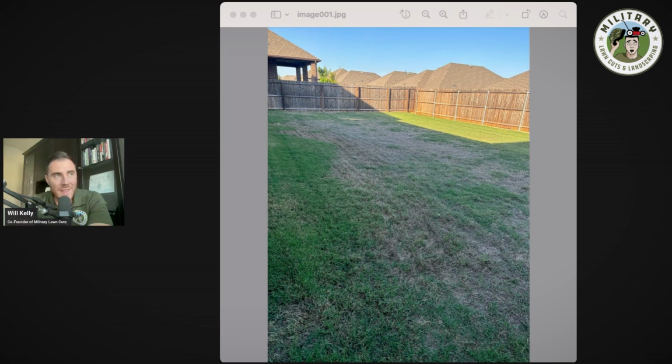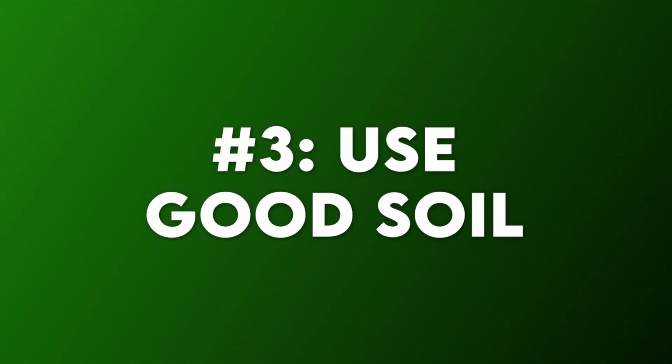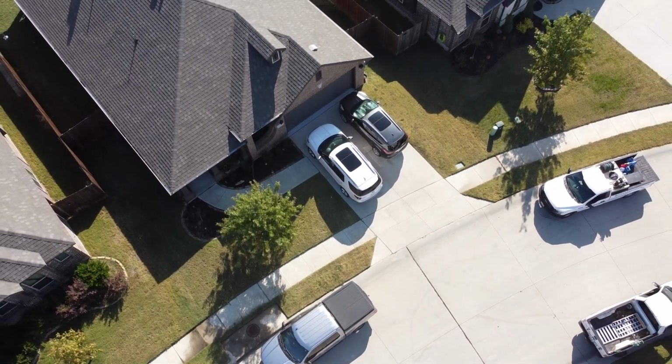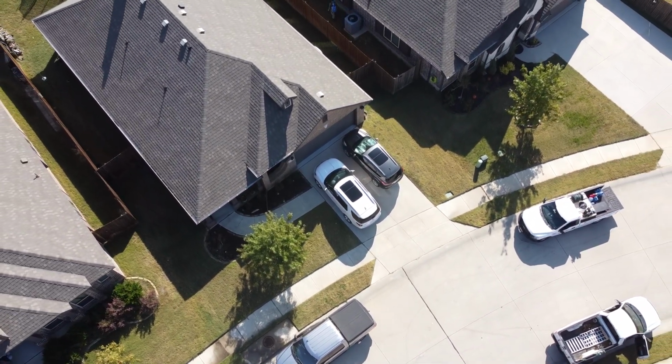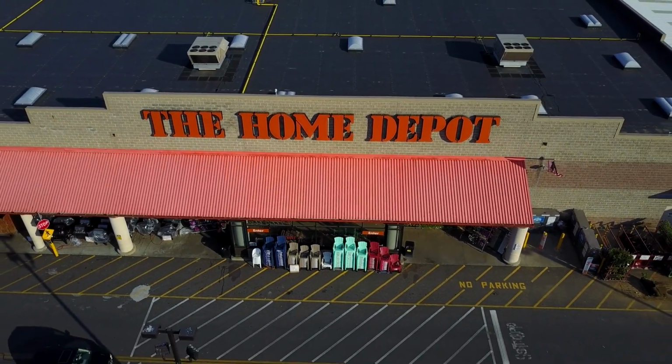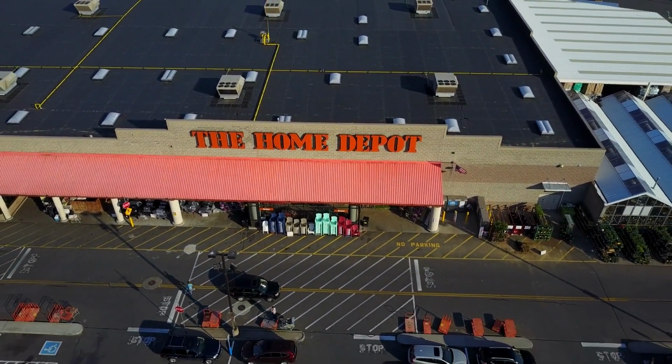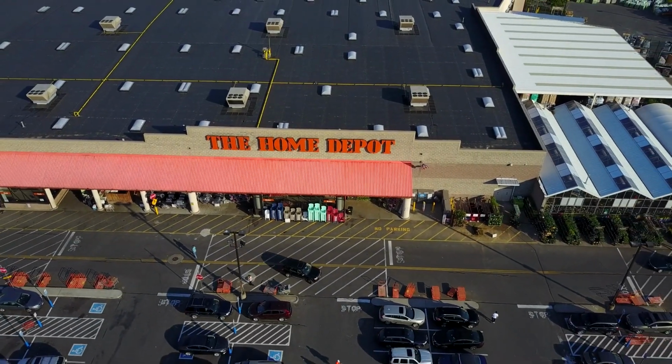Step number three, for the next fertilizer round, what you will want to do, and what I recommended to the customer, is to get good, healthy topsoil from Home Depot, Lowe's, whatever. I'm not talking about the bags of dirt that have really large mulch chips in it. That's not what I'm talking about. You want good nutritional soil.